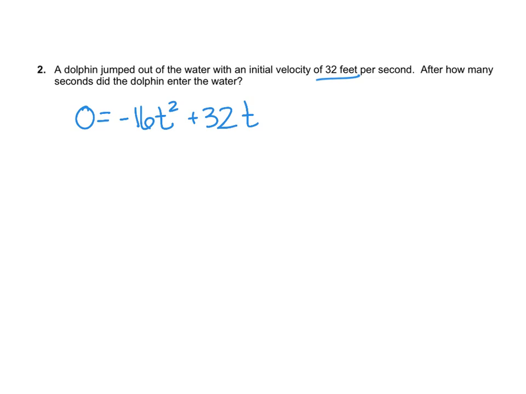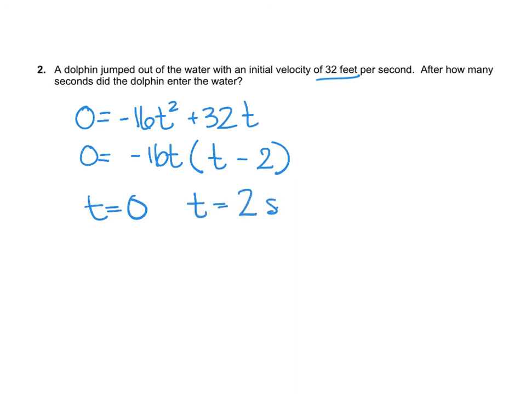All right, so we're going to have 0 is equal to, here we're going to factor out a negative 16t, and I'll have t minus 2. All right, so t is going to equal 0, and then t is going to be equal to 2 seconds, back on the ground. So in this lesson, we took a look at how to solve polynomial equations by factoring first.